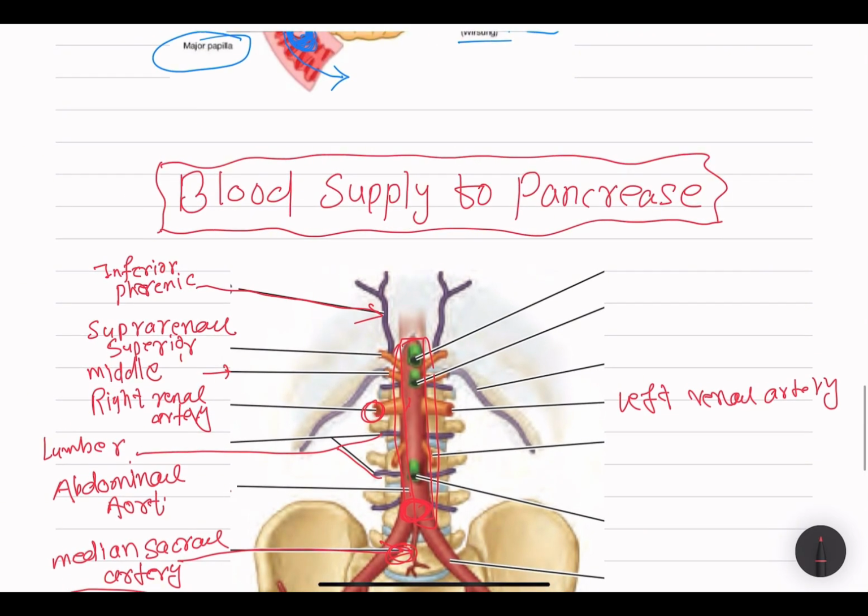Now, this is the main one I will discuss later for our pancreas: the celiac trunk. This is the main one, from where we will see our arteries for the pancreas coming. And this is the superior mesenteric artery. We will see later that the pancreas is located over this superior mesenteric artery.